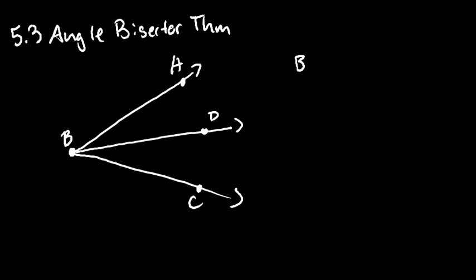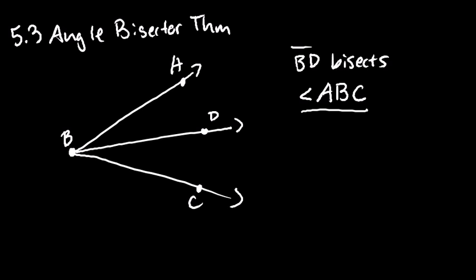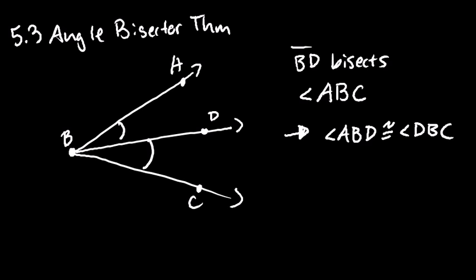So if BD bisects angle ABC, we have to label it using 3 letters. That way, if we use angle B, it could be referring to this angle, or the whole thing. Right? So, if BD is an angle bisector, then I know angle ABD is congruent to angle DBC. Those angles are going to be congruent.